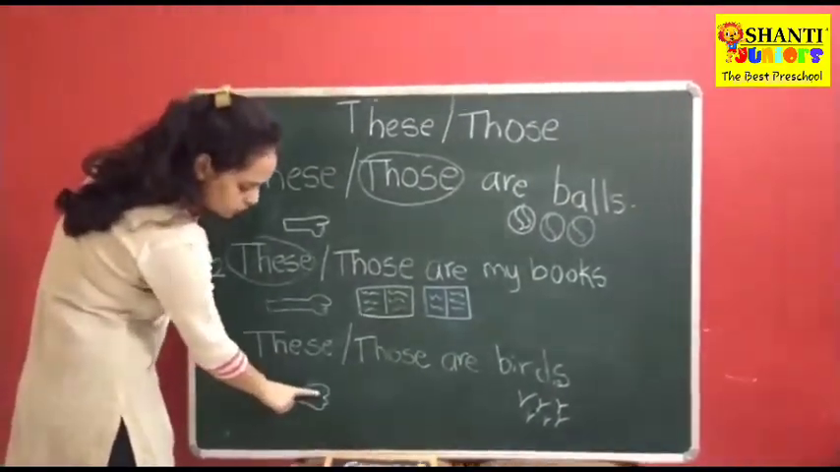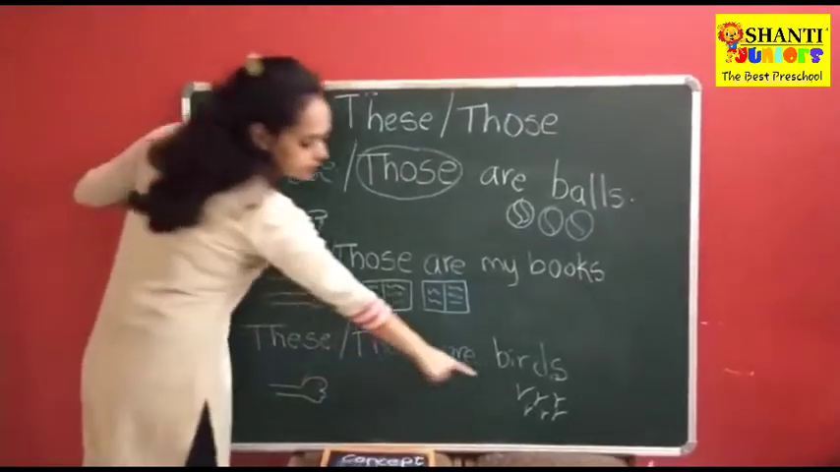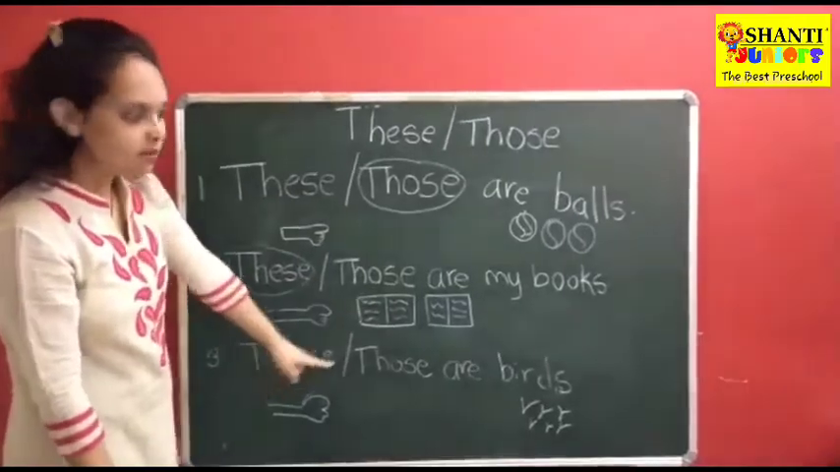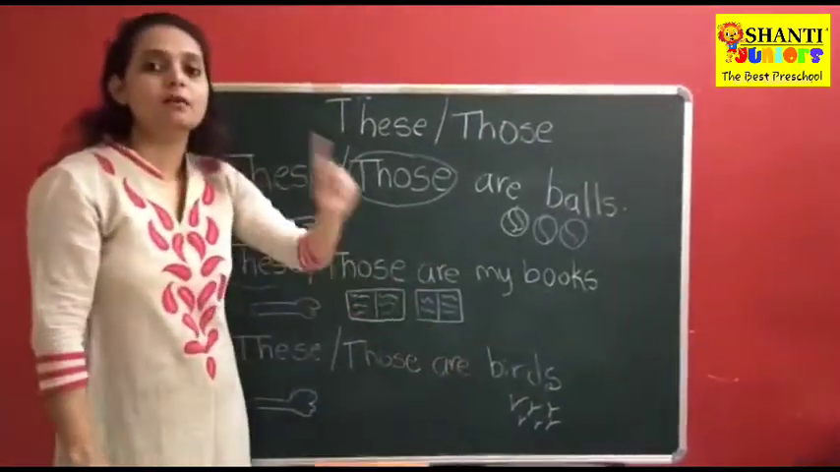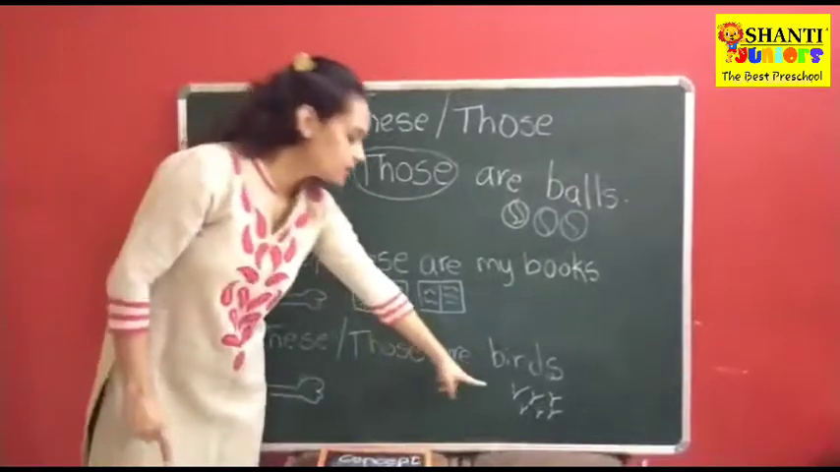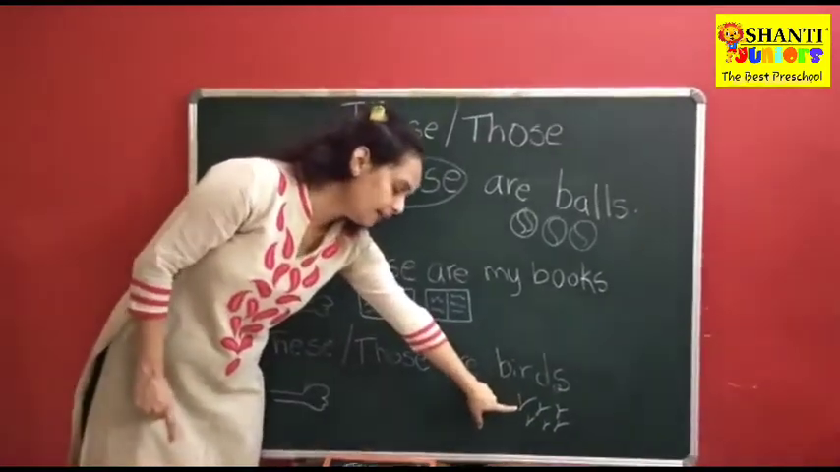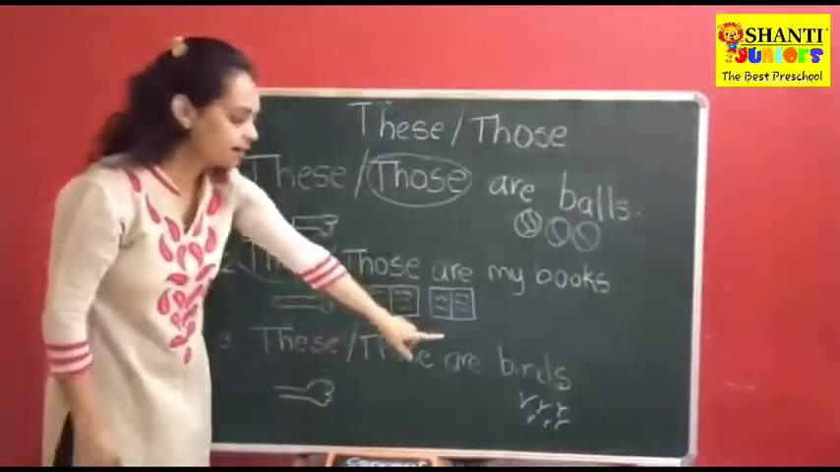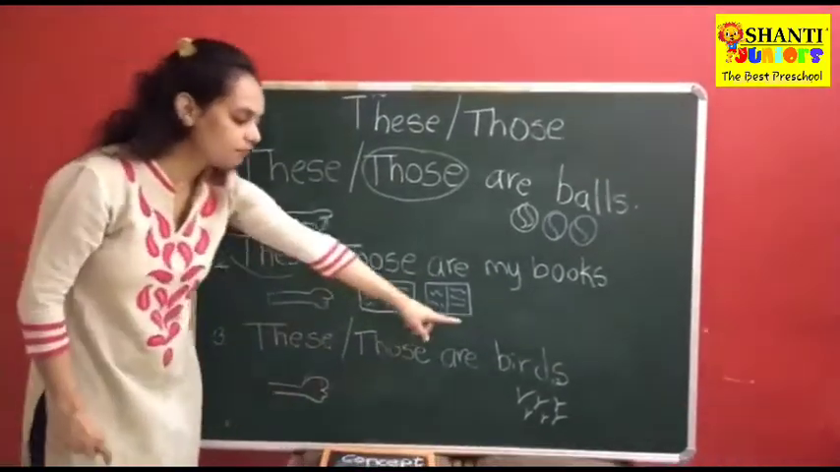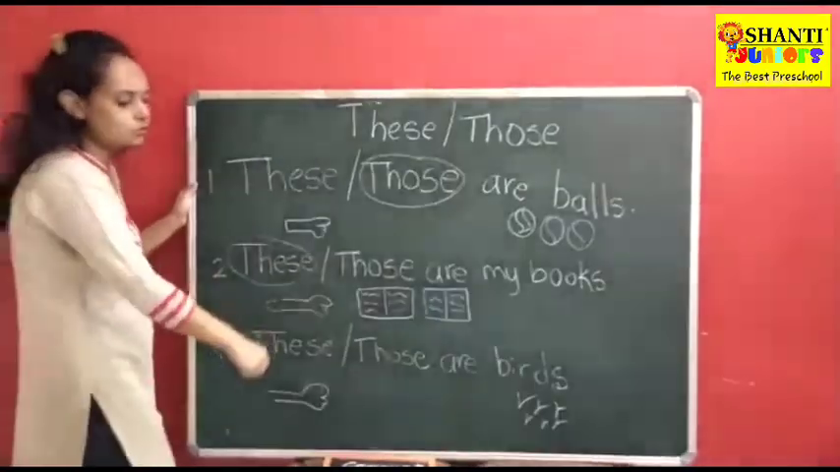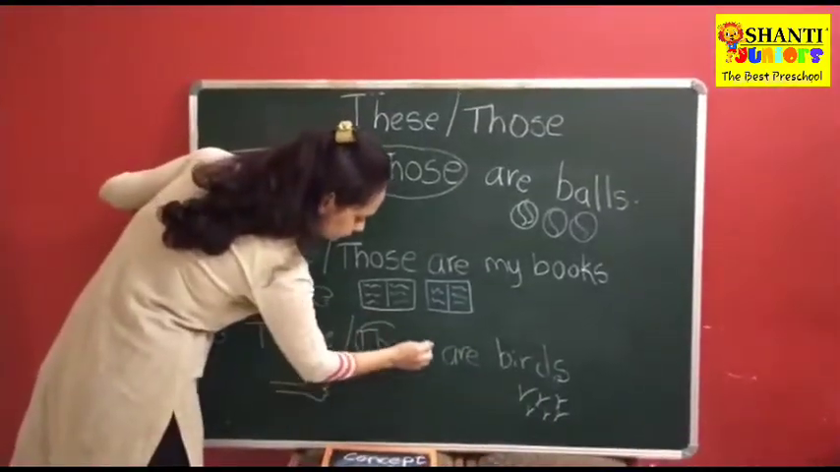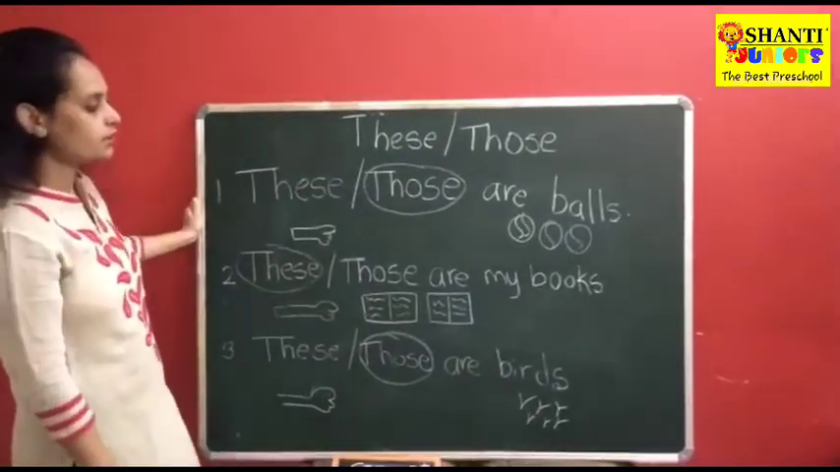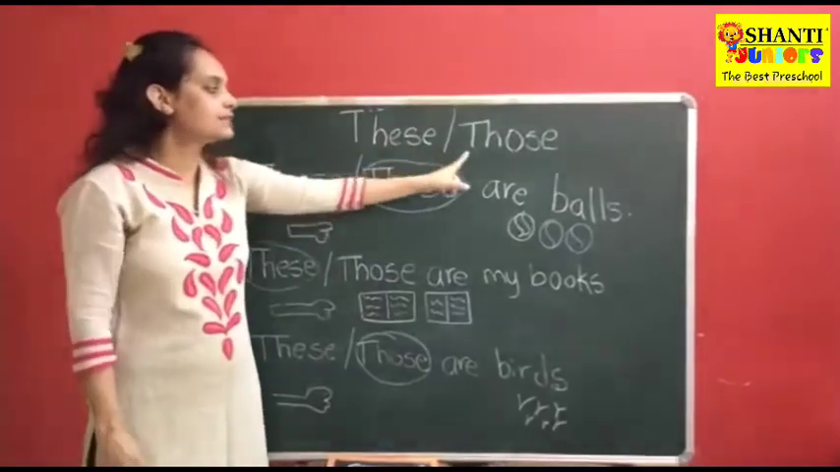Okay, now can you see he is pointing his hand towards the birds. Can you see whether the birds are near or far? The birds are very far and the birds are more than one. At that time we are going to use these and those. And the object is far. He is showing the object that is very far from him. So I am going to use those. Those are birds. Yes. So this way children, you have to do the concept of these and those.